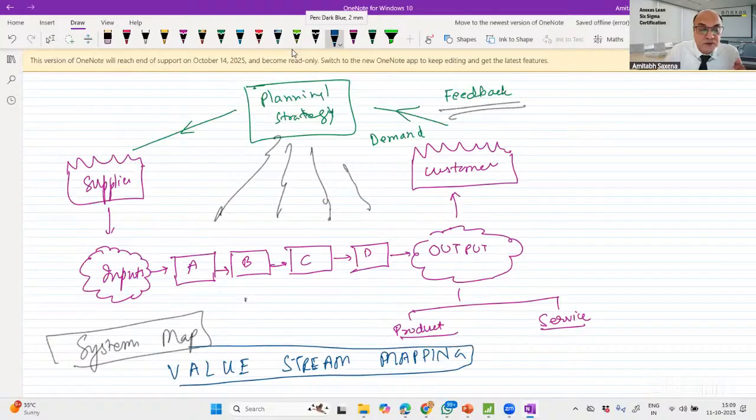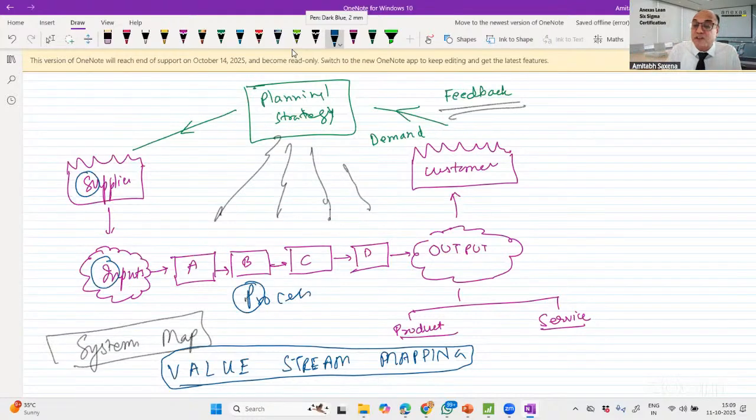Another tool which you have learned is SIPOC: S is supplier, I is input, P is process. ABCD is a process. What is a process? Anything which keeps repeating again and again is known as a process. So ABCD, you keep doing again and again. You keep manufacturing your chocolates again and again. You keep treating your patients again and again. That's a process. A process produces an output.